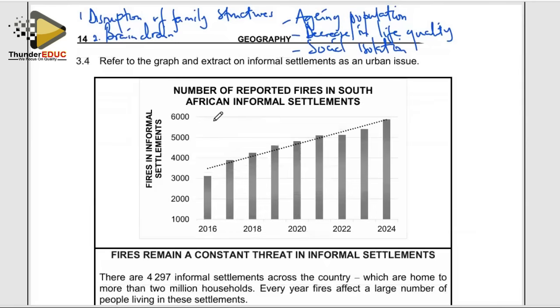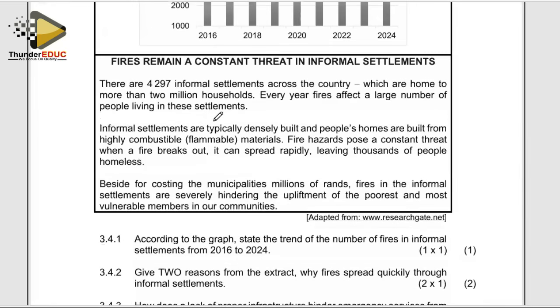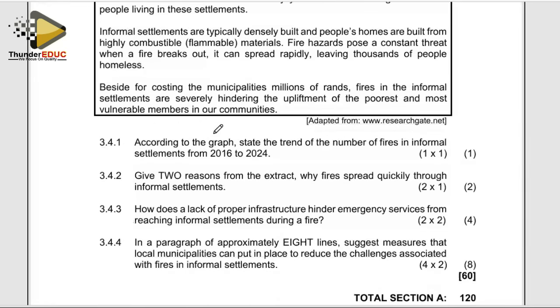Let's look at question number 3.4. Question 3.4 says refer to the graph and extract on informal settlements as an urban issue. Right, we are looking at the number of fires in informal settlements against the change in time from 2016 to 2024. This is actually a worrying concern of growing fire concern in informal settlements. Right, we're not going to go through the text. We're going to answer the questions.